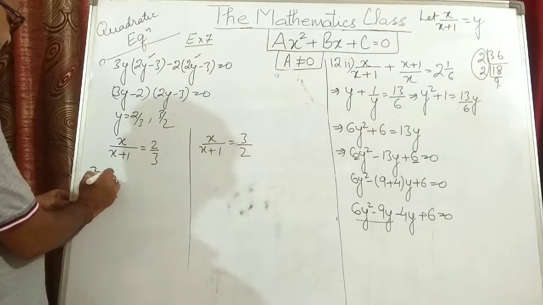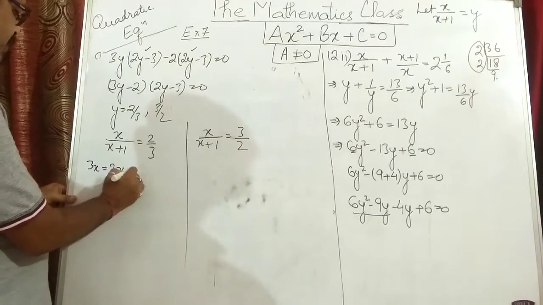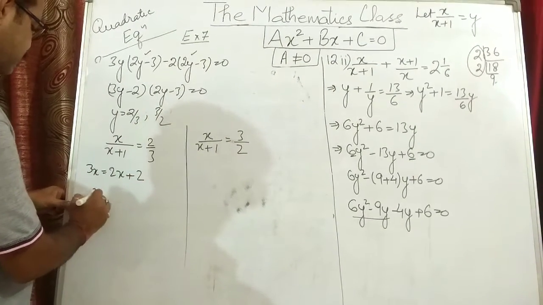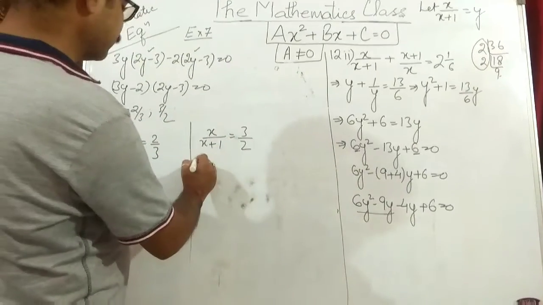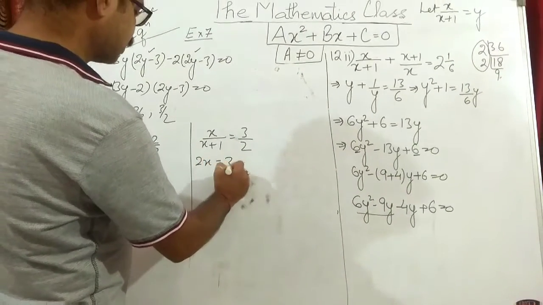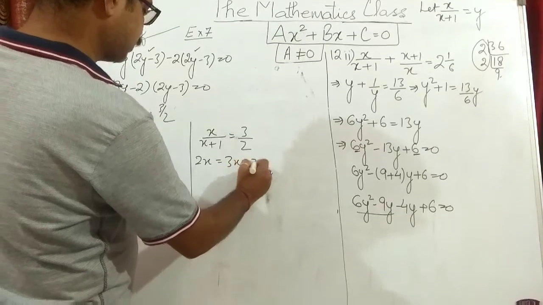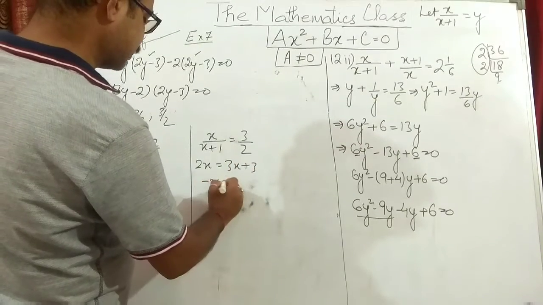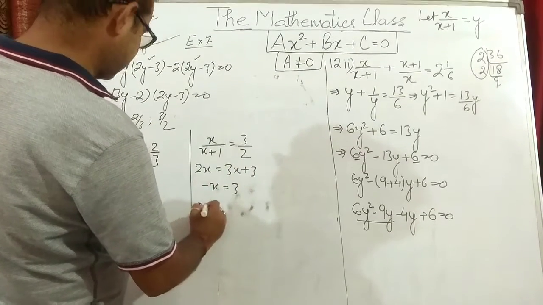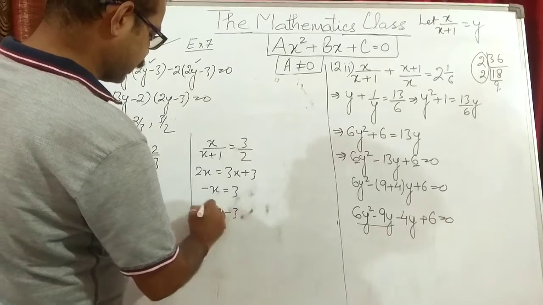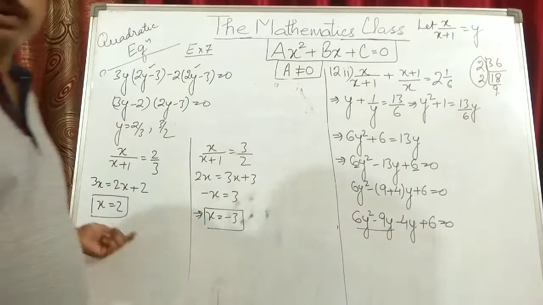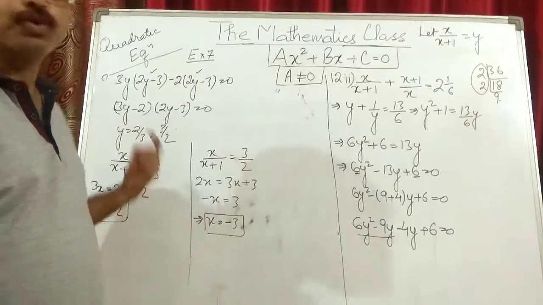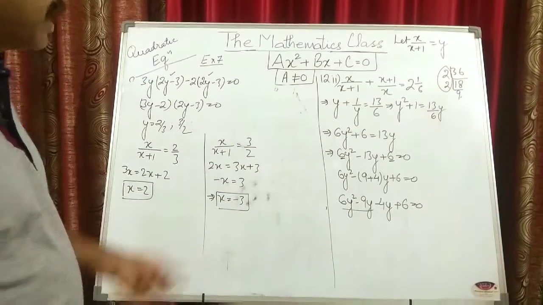This is 3x is equal to 2x plus 2. So 3 minus 2, x is equal to 2. This is one value, and from the other, 2x is equal to 3x plus 3. So minus x is equal to 3, which implies that x is equal to minus 3. We have two values of x, that are x equal to 2 and x equal to minus 3.